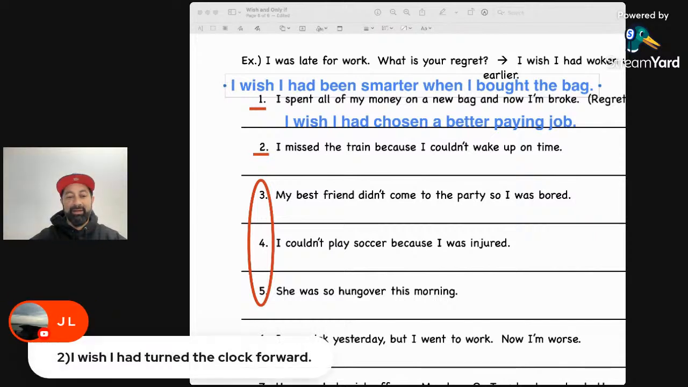JL, I wish I had turned the clock forward. Okay. We can also say, I wish I had set the clock forward. Not turned, but set. I wish I had set the clock forward. Perfect. If you set your clock forward, then it's difficult to become late because you're always moving forward. The time is faster. Yes, Teresa, perfect.